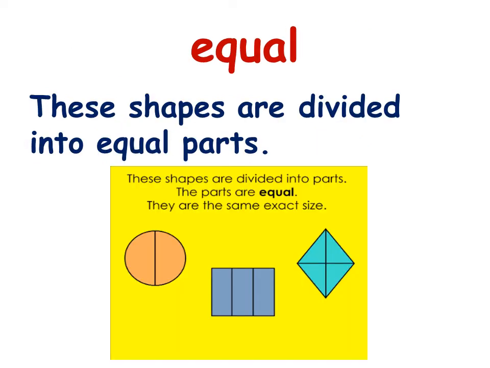Equal. These shapes are divided into equal parts. Equal means exactly the same. The same in the amount or the same in size. So this piece is exactly like this piece. They are the same. They are equal. These are equal parts. These are equal parts too.